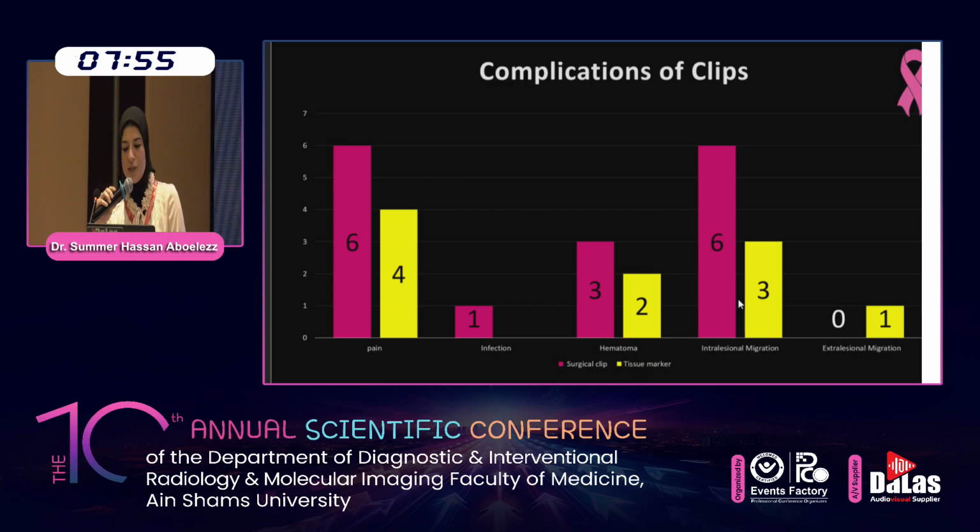Regarding the complication, pain wasn't significantly different in the surgical clips group versus tumor markers, as well as the other complications such as infection, hematoma, and migration.